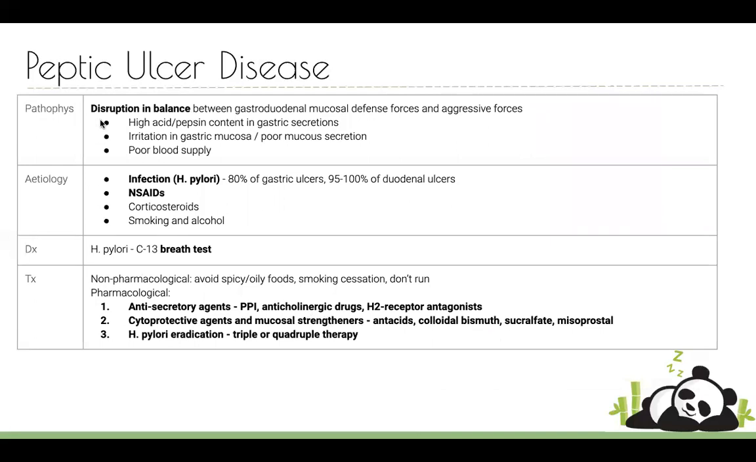So how does this happen? Usually it is a disruption in the balance between your defense forces and the aggressive forces. So the aggressive forces being your acid, your pepsin, your pepsinogen, as well as H. pylori is a big one. So H. pylori causes 80% of gastric ulcers and 95 to 100% of duodenal ulcers. So that's your major risk factor.